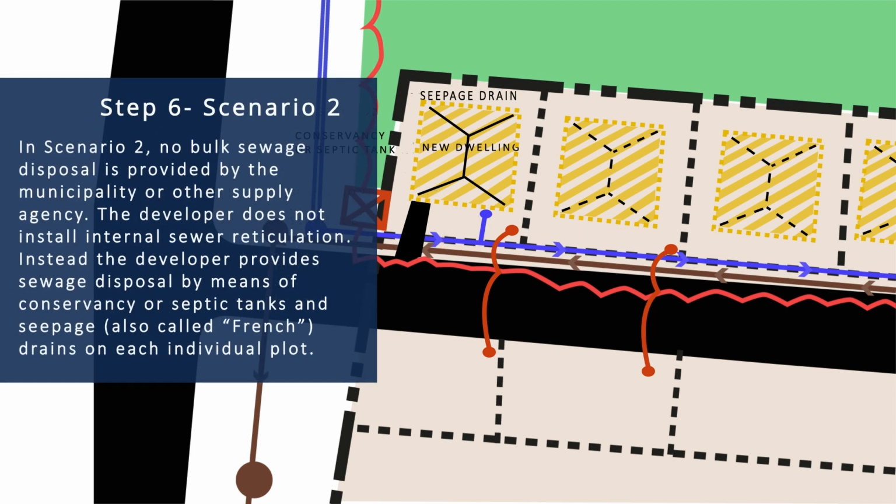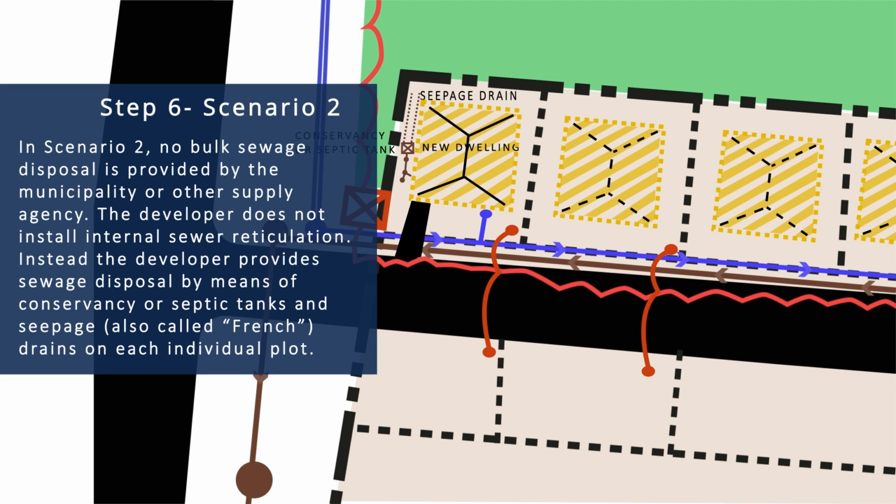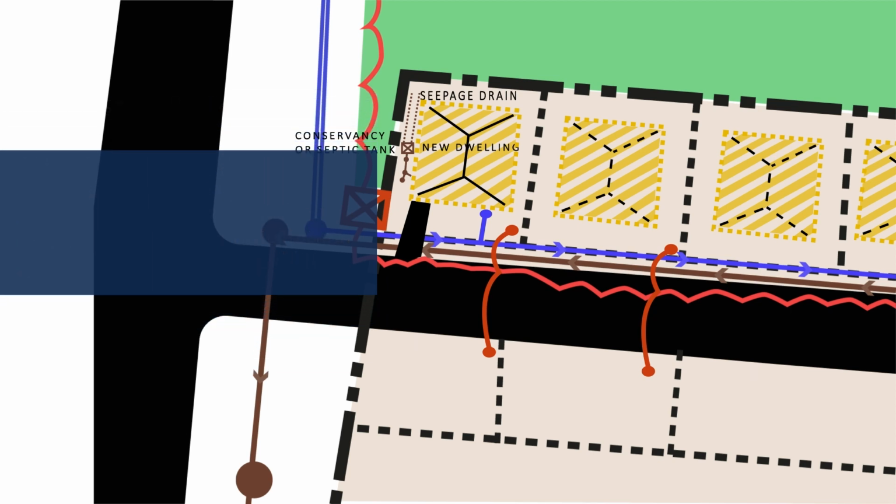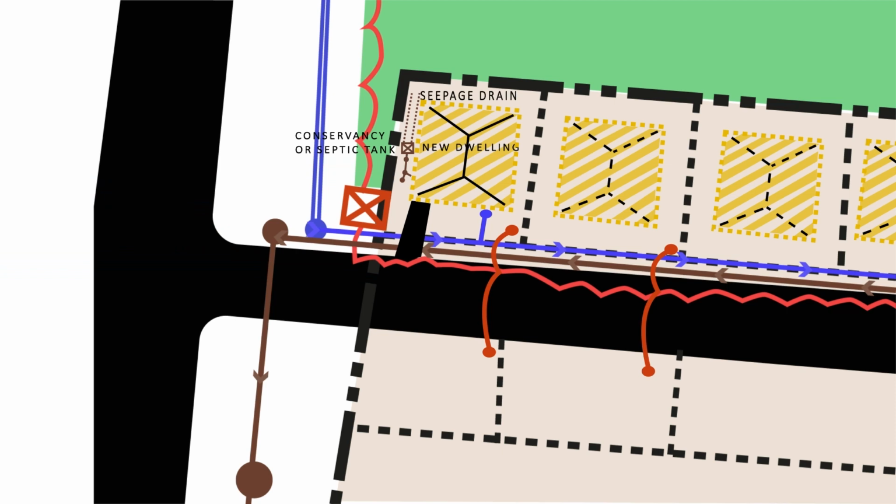Scenario 2, no bulk sewage disposal is provided by the municipality or other agency. The developer does therefore not install internal sewer reticulation. Instead, the developer provides sewage disposal by means of conservancy or septic tanks and French drains, seepage drains, on each individual plot. However, in some cases, the developer may even install a sewage treatment plant for the whole development and connect the individual plots to it via an internal reticulation system.